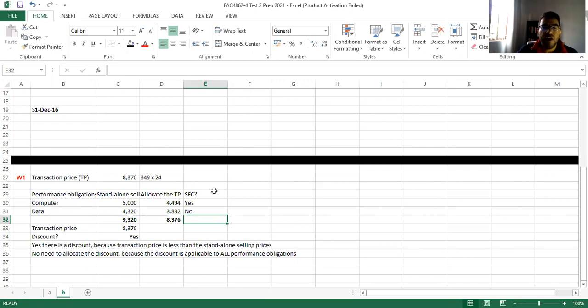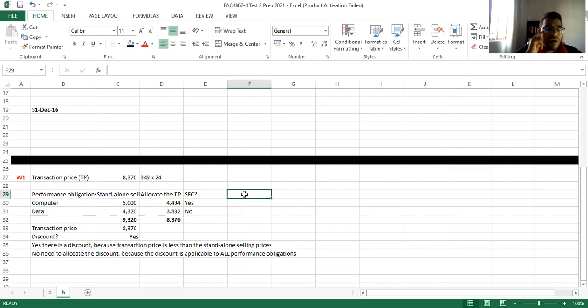With the data, we transfer the data every month over a 24-month period on the first day of each month. We receive the cash for each month at the end of the month. So data of December is transferred on 1 December, while the cash is being received on 31 December. Is there a timing difference? The answer is yes. Is the timing difference significant? 1 month, 2 months? No. So therefore we conclude that there's no significant financing component.